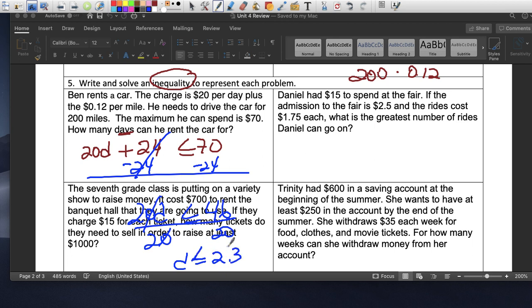So the maximum number of days, if I graph this, right? If I graph this, can he rent a car for 3 days? No. What's the max he can go? The max he can go is 2 or less, right?